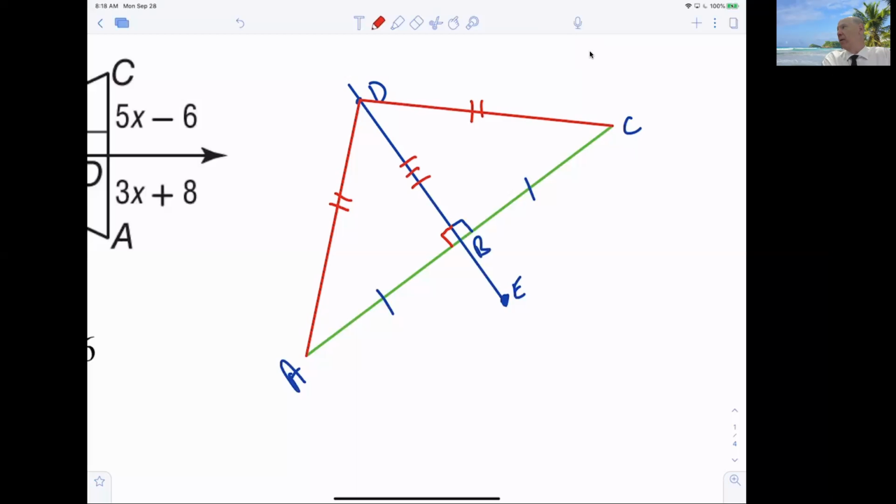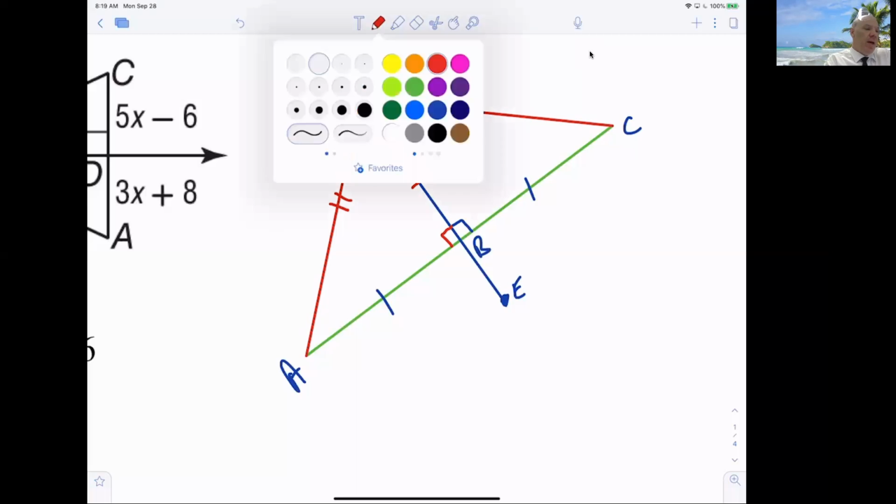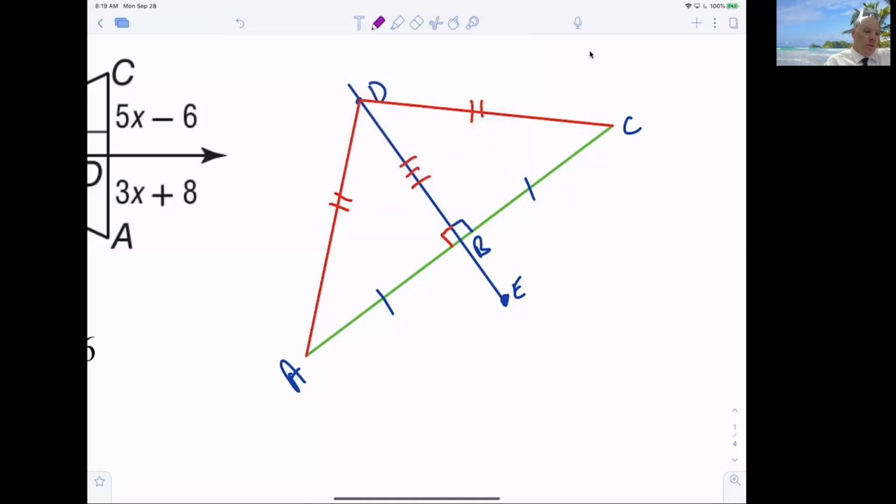Does everybody see that? So triangle ABD and triangle CBD are congruent by side angle side, and then he said it perfectly. AD is congruent to CD by CPCTC. All right, so let's draw now EC, bless you, and AE.